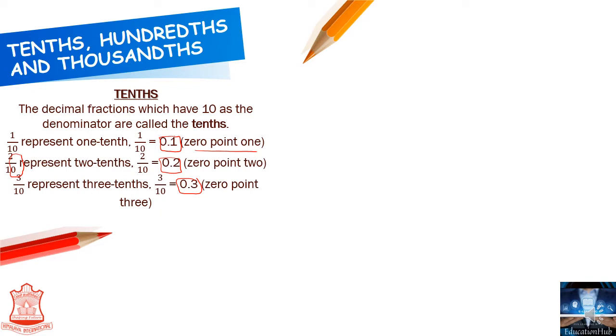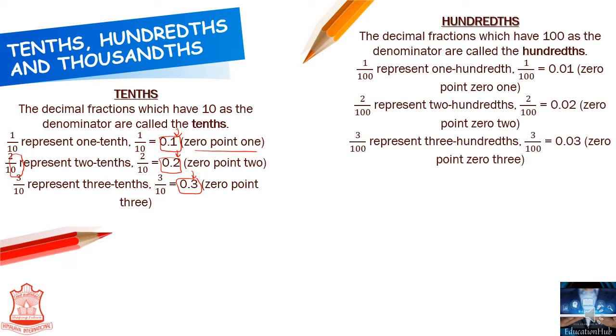That means where we have just one digit after the decimal, it will be called the tens place, right? I hope this is clear. Now let's see what is hundreds. Similarly, like tens, the decimal fractions which have 100 as the denominator are called the hundreds. Like 1 upon 100 can be represented as 0.01 and we read it the same way. 2 by 100 we can write as 0.02. 3 by 100 we can write as 0.03.